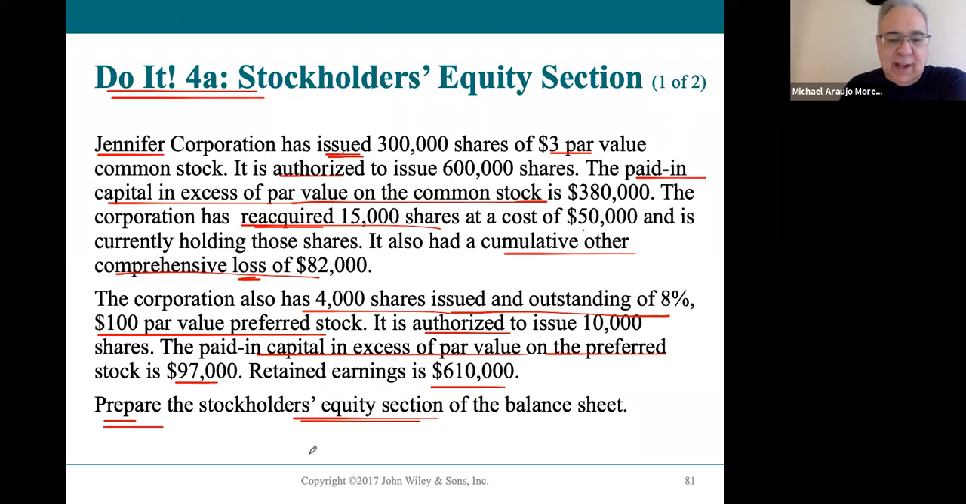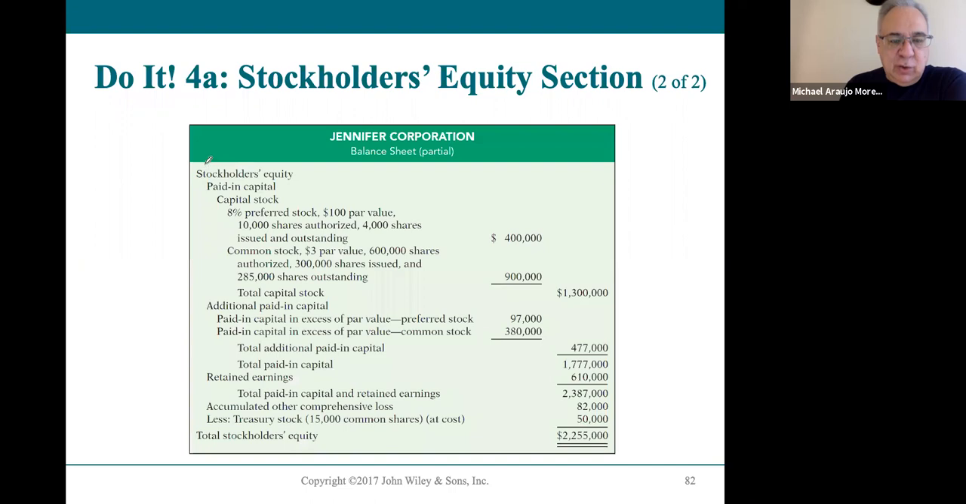Okay. So again, capital stock gets listed first. So the first thing you're going to do is capital stock, and there's two. Your 8% preferred stock, $100 par value. 10,000 shares they told you were authorized. So the authorized shares get listed first. 4,000 shares issued and outstanding. So they sold 4,000 and they're still outstanding. Now, if you have 4,000 at $100 par, you got 400,000 of preferred stock, capital stock.